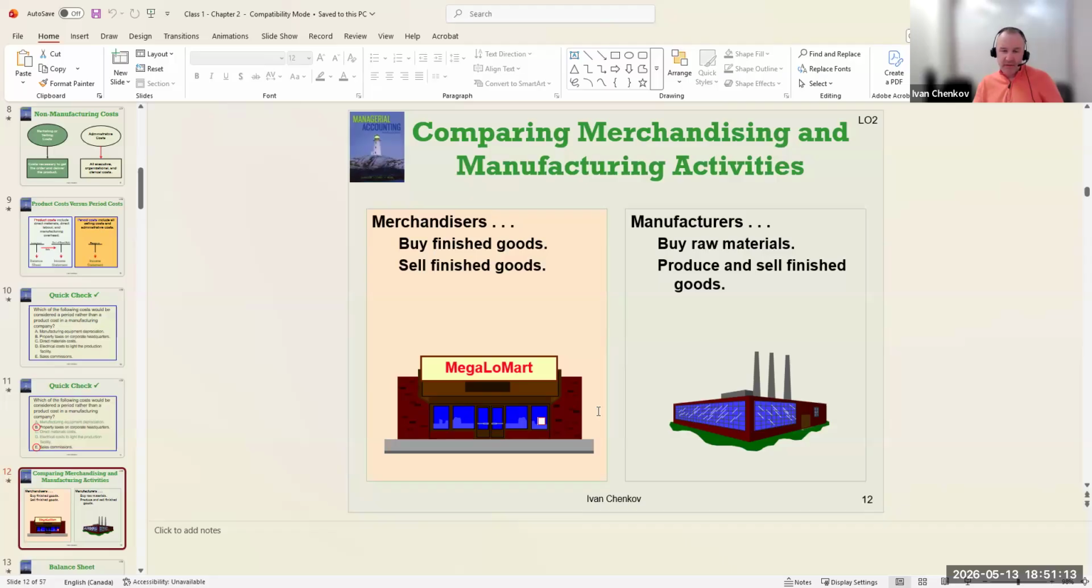In the merchandising business, however, we're going to have a lot of inventory. What will the inventory be? That will be merchandising inventory, which is already finished goods. So we're going to buy finished goods and sell finished goods. Or we're going to buy merchandising inventory and sell merchandising inventory. So if I buy laptops, I can sell laptops. If I buy cell phones, I can sell cell phones.